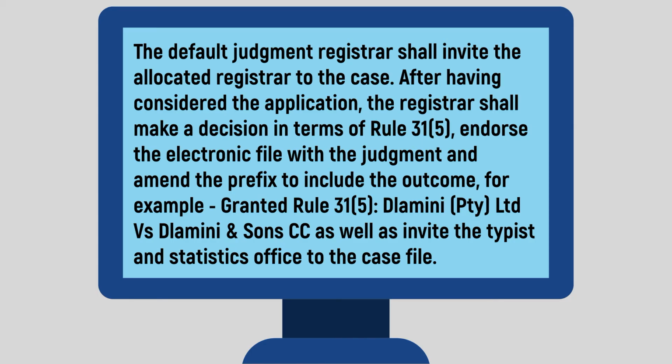After having considered the application, the registrar shall make a decision in terms of Rule 31 subsection 5, endorse the electronic file with the judgment and amend the prefix to include the outcome. For example, granted Rule 31 subsection 5, Glamini Pty Ltd versus Glamini and Sons CC, as well as invite the typist and statistics office to the case file.